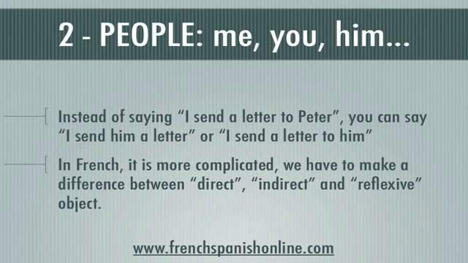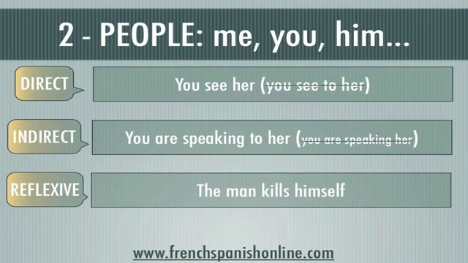People, now it's a bit more complicated. Instead of saying I sent a letter to Peter, you can say in English I sent him a letter or I sent a letter to him. So it's more complicated in French. Why? Because we have to make a difference between direct, indirect and reflexive object. So three subcategories. So what do we mean?